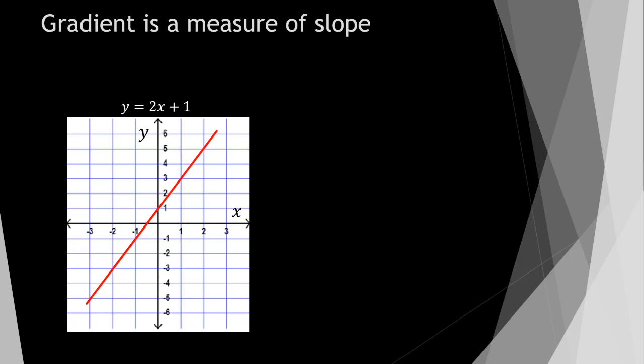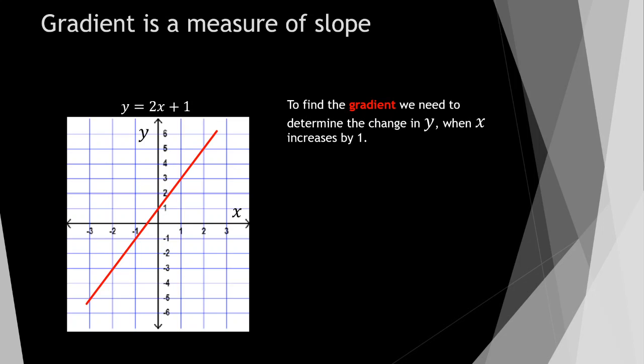And this line is called y equals 2x plus 1. So to find the gradient of this line, we need to determine the change in y when x increases by 1. So when x goes from 1 to 2, and you can see here with those arrows, x goes from 1 to 2, that means our line is going from here to here, okay? What's happening to our y values? Y increases from 3 to 5, and you can see there that I've circled that. So as x goes up by 1, which is from 1 to 2, y increases from 3 to 5.